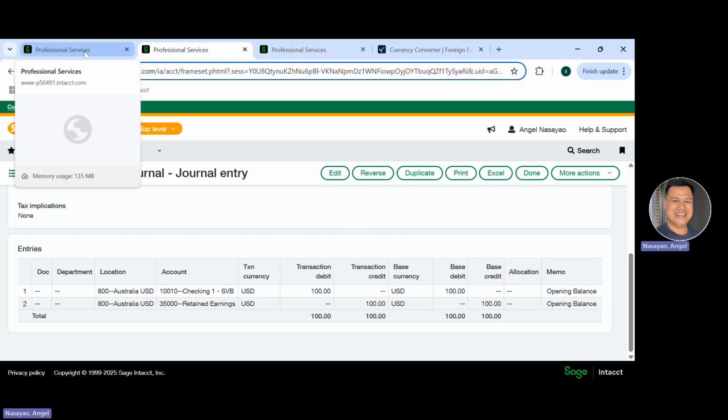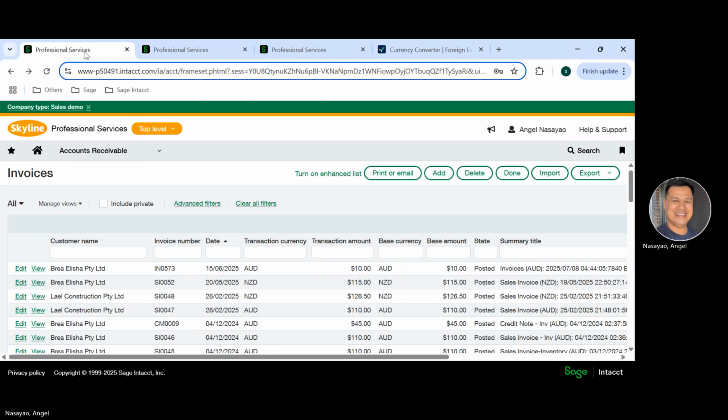So this is revolving around consolidation. We're using global consolidation in this case. And we'll be dealing with entity 800, which has a base currency of USD. And we also have another entity, which is 600, base currency is AUD. And the consolidation currency is going to be AUD.